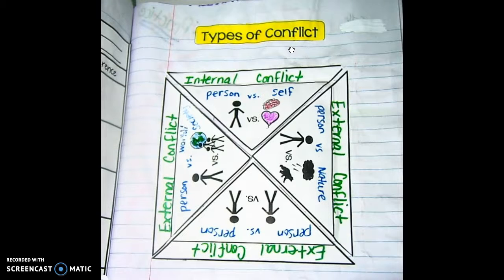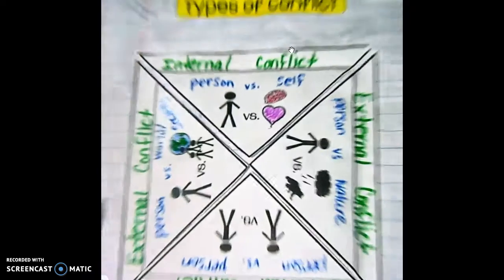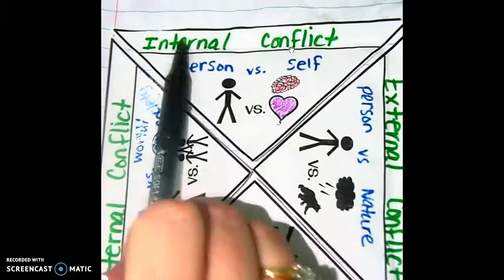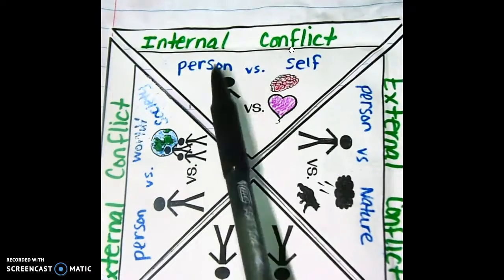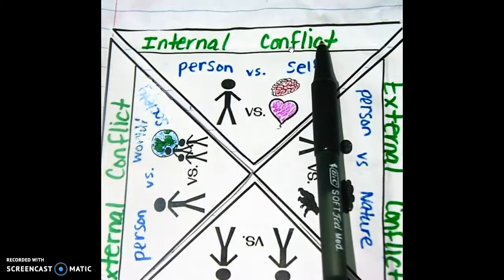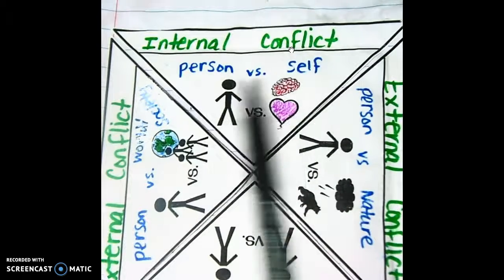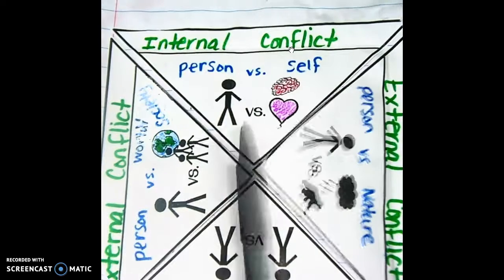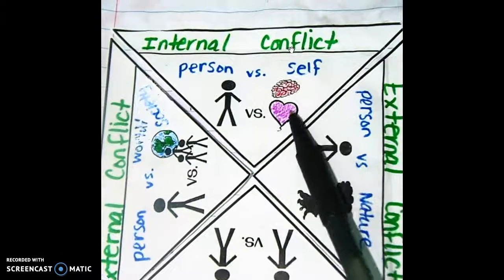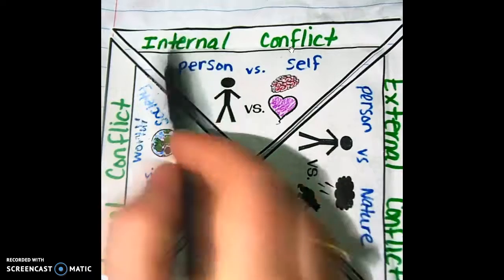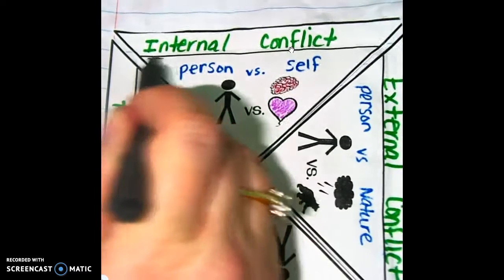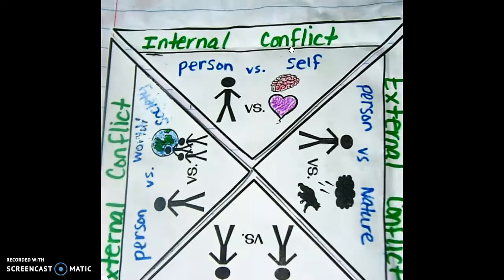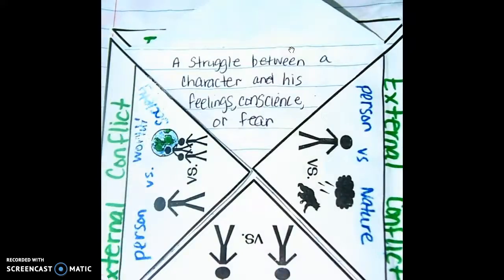The first one we're going to be discussing today is one of the easiest types of conflict to identify with, and this is internal conflict. So please label your flap internal conflict, and also label this person versus self. The person represents your brain or your heart. This is an internal conflict because it's within a person. No one can see this. It's within your heart or within your brain. So you're going to flip this up, and here are the notes.